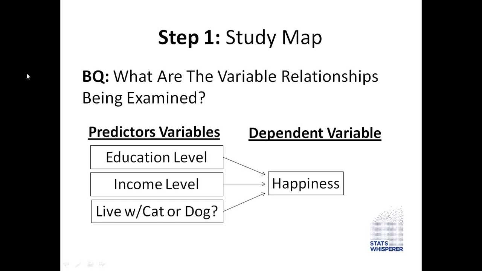So in our study map here to the right, we see under dependent variable, happiness. So happiness is what we're studying, what we're trying to explain, right? And on the left, we have our predictor variables, our independent variable and covariate variables. So does education level predict happiness? Does income level predict happiness? Or does living with a dog or cat predict happiness? Right? So we could clearly see, like a picture is worth 1,000 words, exactly what the whole study is examining.